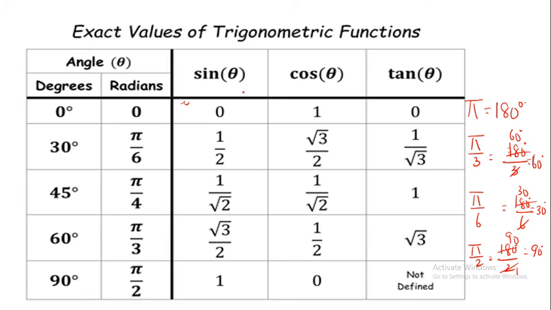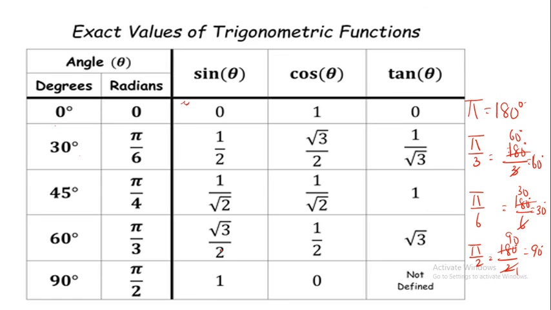Again, coming to cos. Cos 0 is 1. Cos 30 is root 3 by 2. Cos 45 is 1 by root 2. Cos 60 is 1 by 2. Cos 90 is 0. Okay, I think it is somewhat difficult to remember all these things.